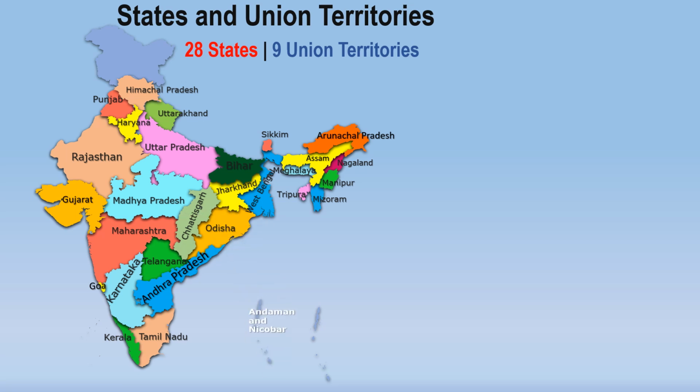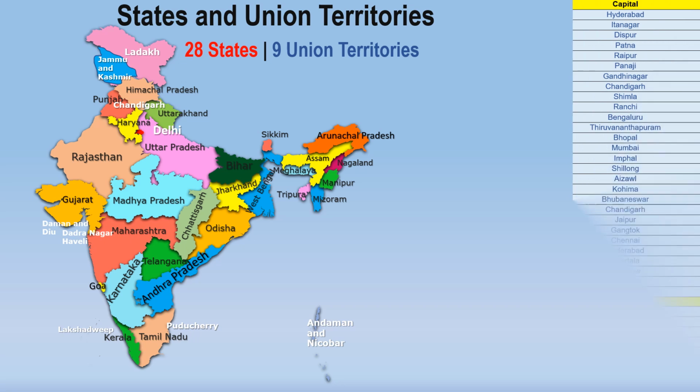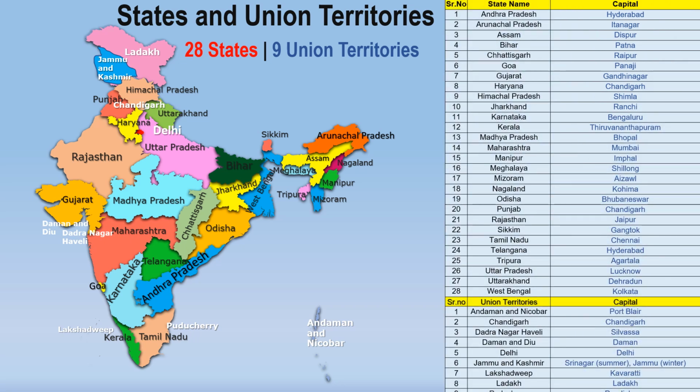We now move on to the Union Territories. Starting in alphabetical order, Andaman and Nicobar, Chandigarh, Dadra Nagar Haveli, Daman and Diu, Delhi, which is the capital of India and also a Union Territory, Jammu and Kashmir, Lakshadweep, Ladakh, and Puducherry. So here I've mentioned the states with their capitals.